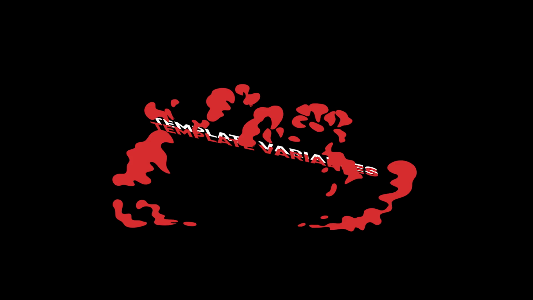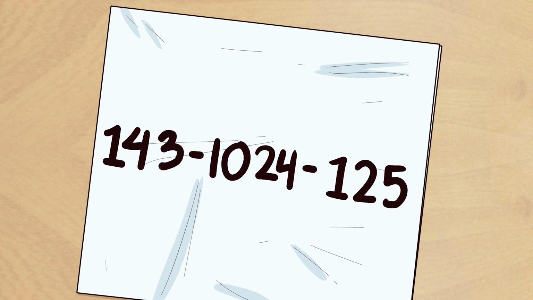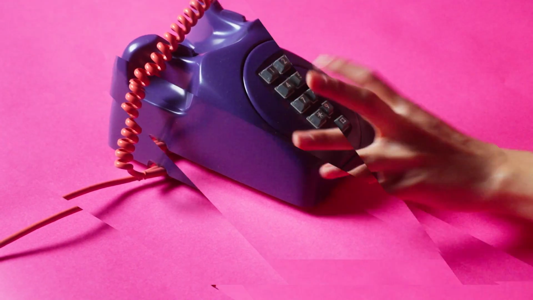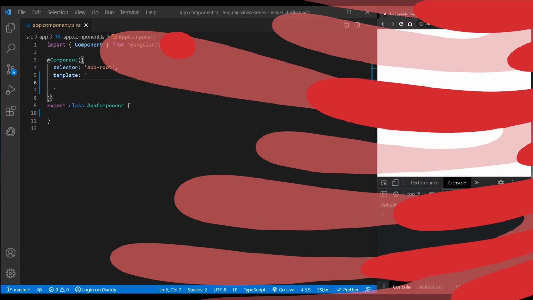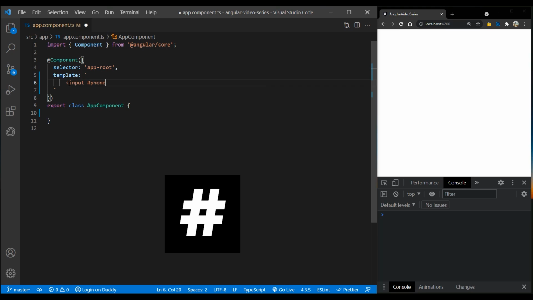Next ones are template variables. Template variables help you to use data from one part of a template in another part of a template. It's a variable that is created in and identifies a component or element within the template itself. So it's like a phone number of a component, which you can use to call it in case you need something from it. With template variables, you can perform tasks such as respond to user input or finely tune your application's form.